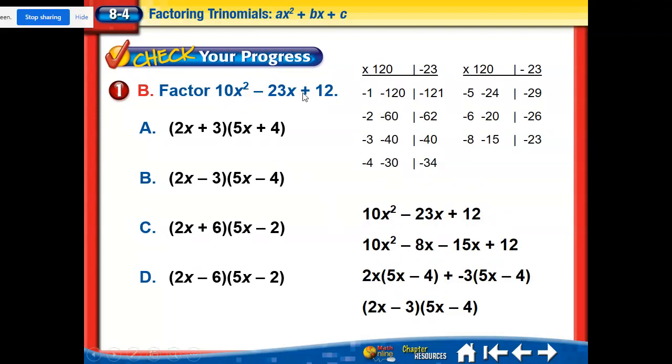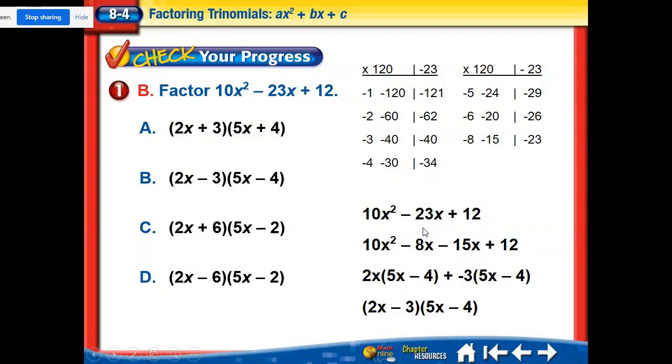10x minus 23 plus 12, so I have to do 120. 10 times 12 is 120, and negative 23. Yeah, some of these numbers get really big. That's why we list them all out. Negative 1 works. 2 gives me 62. 3, 4, and notice I keep going. 5, 6, 7 doesn't work, but 8 does. Well, once I got one that works, then I'm done.